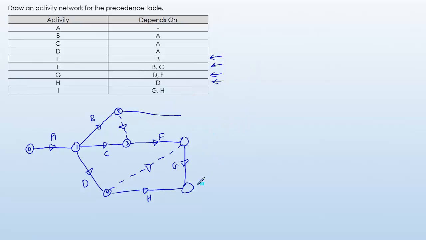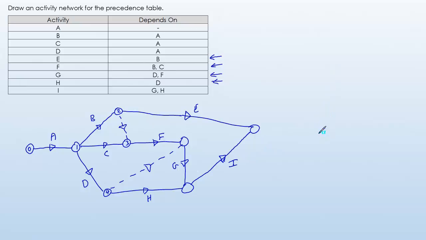And then activity I must come out to the end, and that means that E meets up there because E, remember, we discussed before, went directly to the end.